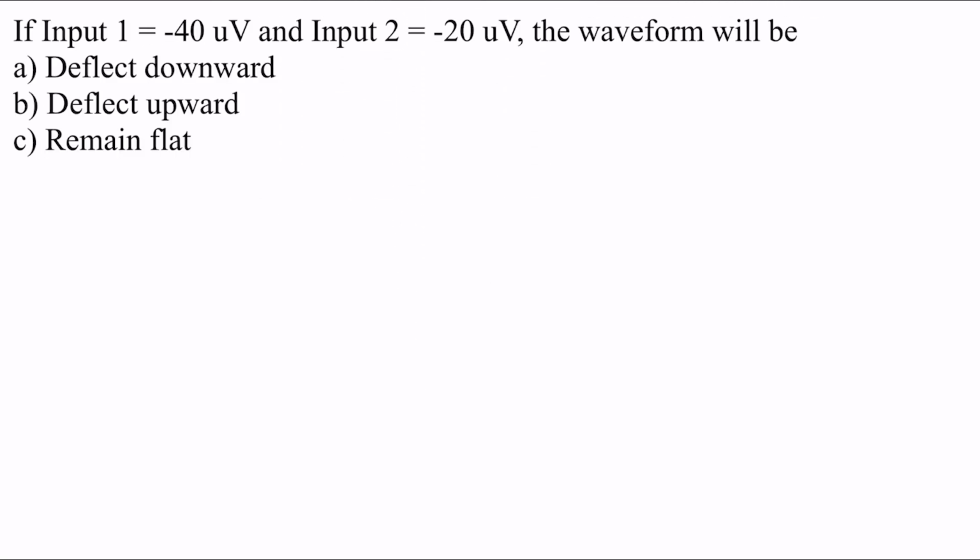If input 1 is negative 40 microvolts and input 2 is negative 20 microvolts, the waveform will be blank. Go ahead, pause the video, and try to work this one out on your own. When you unpause, we'll work it out together. So if input 1 is negative 40 and input 2 is negative 20, then negative 40 subtract negative 20 is going to equal negative 20 microvolts. We know that if the total voltage is negative, we are going to have an upward deflection on the EEG.